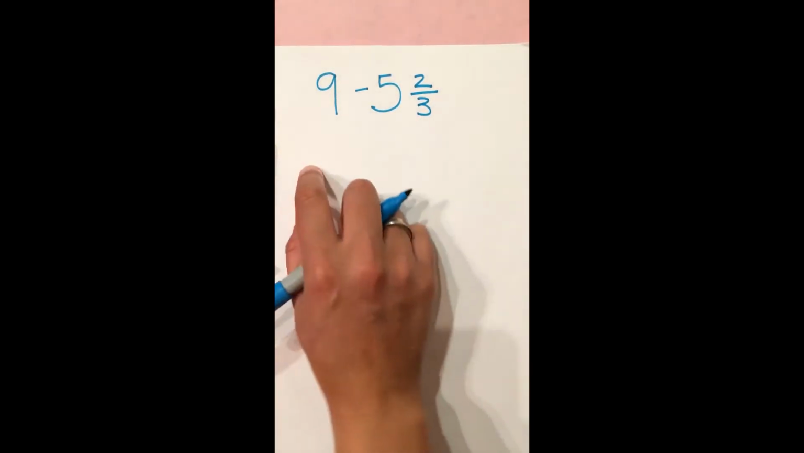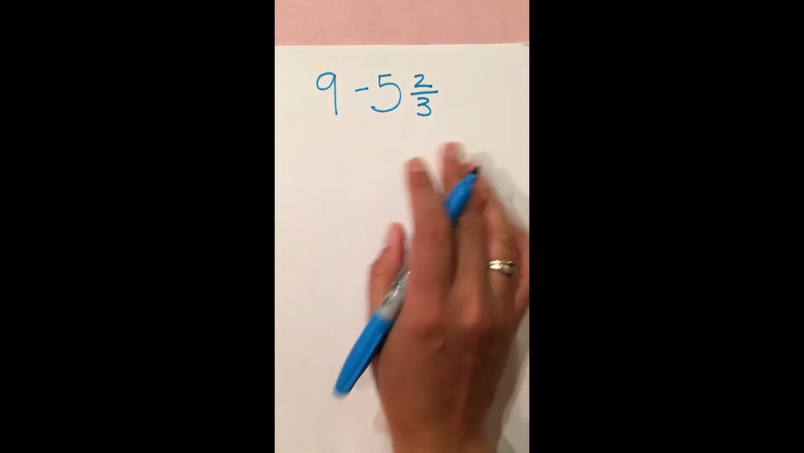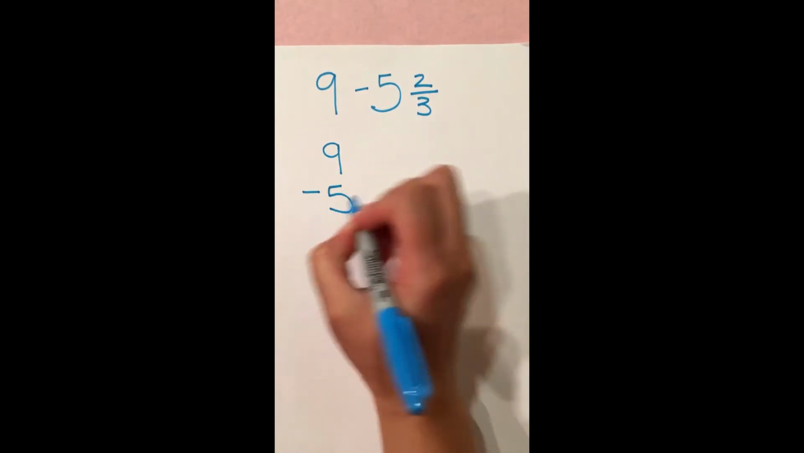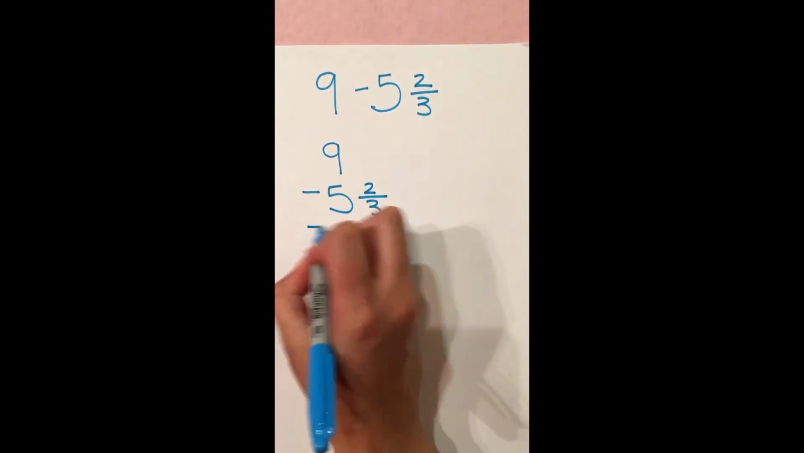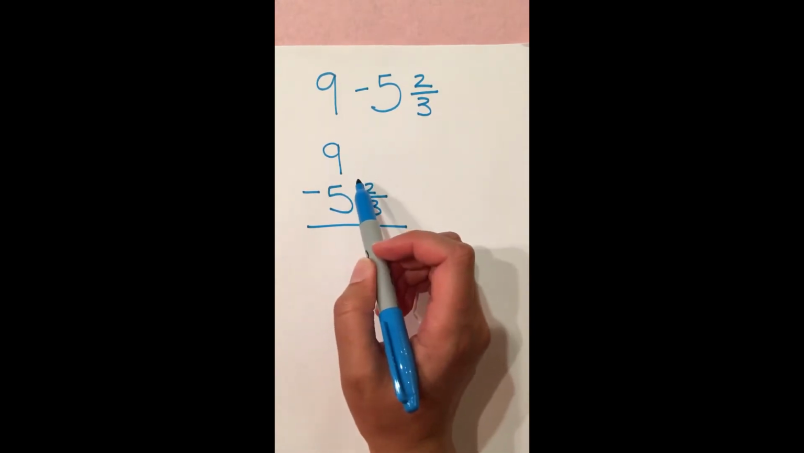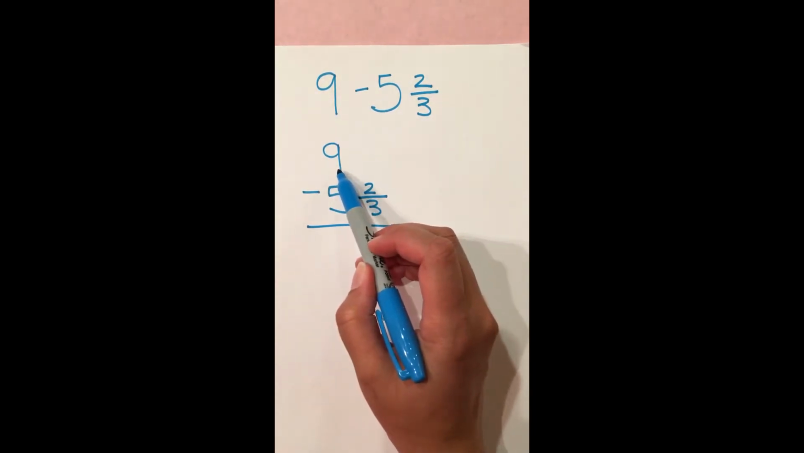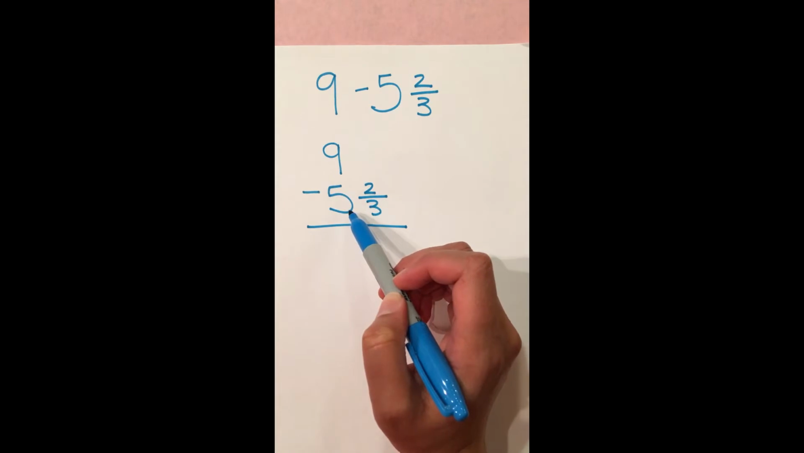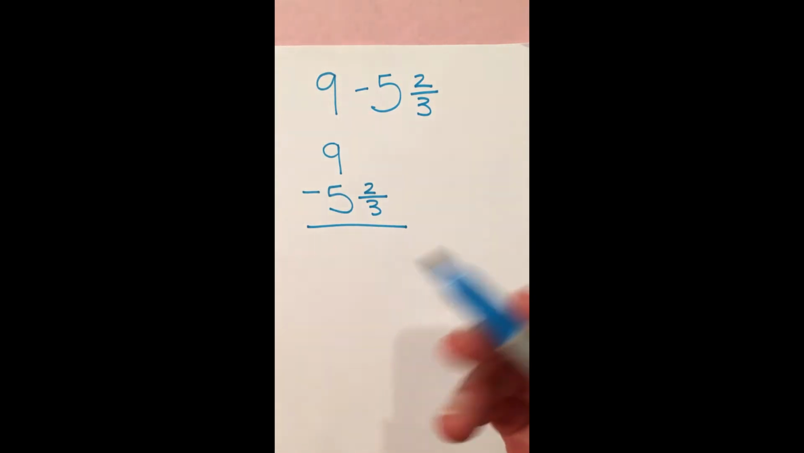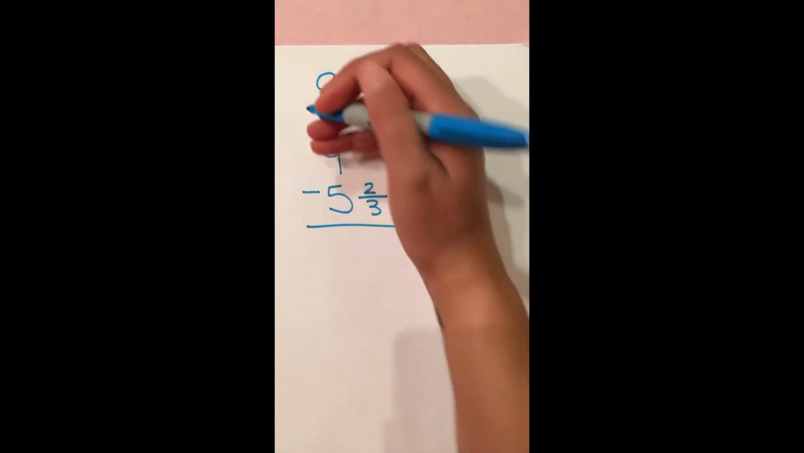Okay, so we're going to do 9 minus 5 2/3. How I like to do them is I like to stack them. So I'm going to rewrite my problem. And I noticed that this doesn't have a fraction for me to take anything away from. So I could convert this into an improper fraction, this one into an improper fraction, and solve it, but I like to borrow because I think it's a quicker, less step, less difficult way, but that's just for me, so you're going to do what you're most comfortable with.